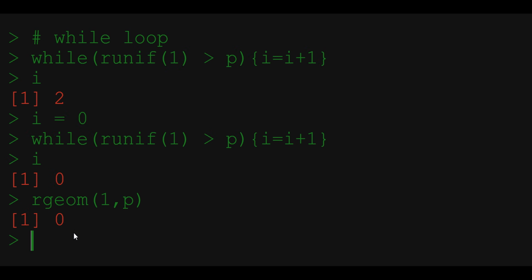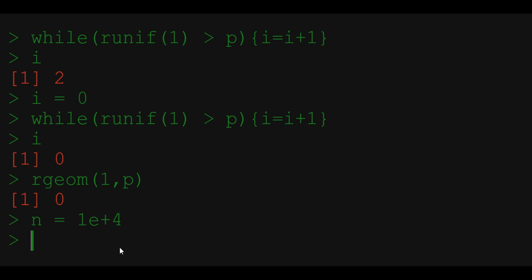Let's generate a big vector of observations. Let's say 10,000. If you want to write big numbers in R, we can use scientific notation. If n is equal to 10,000, so 10 to the power of 4, we can write n equals 1e+4, which means the exponent of 10 is positive 4. Okay, so the result vector R is equal to rgeom with size n and probability p.